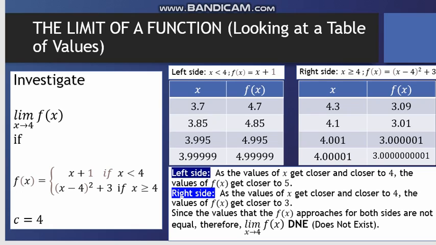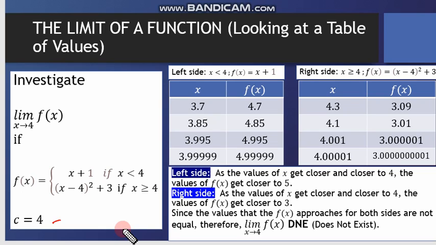So another example, we will investigate the limit of f of x as x approaches 4, where f of x is equal to x plus 1 if x is less than 4, and the quantity of x minus 4 squared plus 3 if x is greater than or equal to 4. Our c here is equal to 4. Again, we will construct a table of values in the left side and right side.